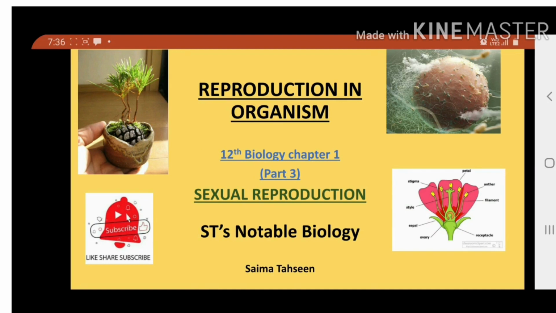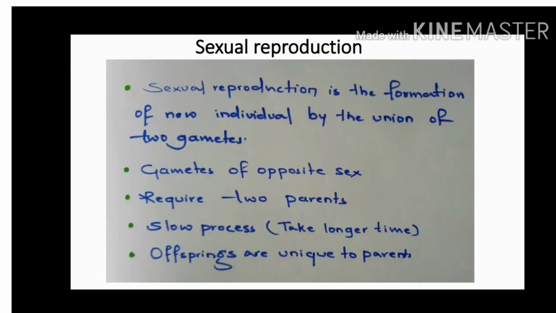In our previous video, we discussed asexual reproduction, and today's topic of discussion is sexual reproduction. Let's see what sexual reproduction is. See the first point: sexual reproduction is the formation of a new individual by the union of two gametes.